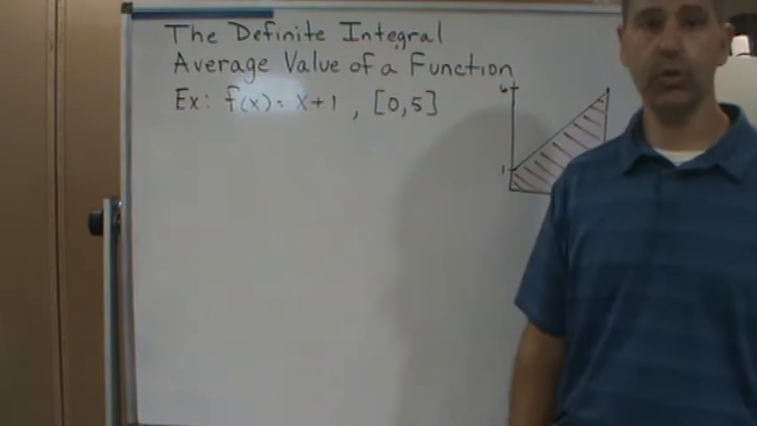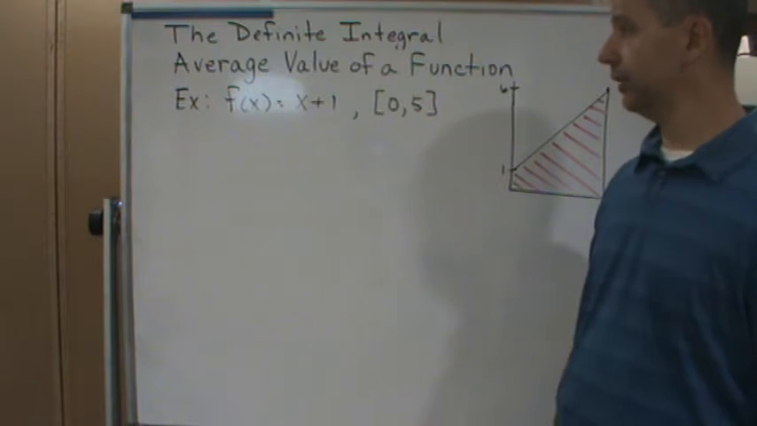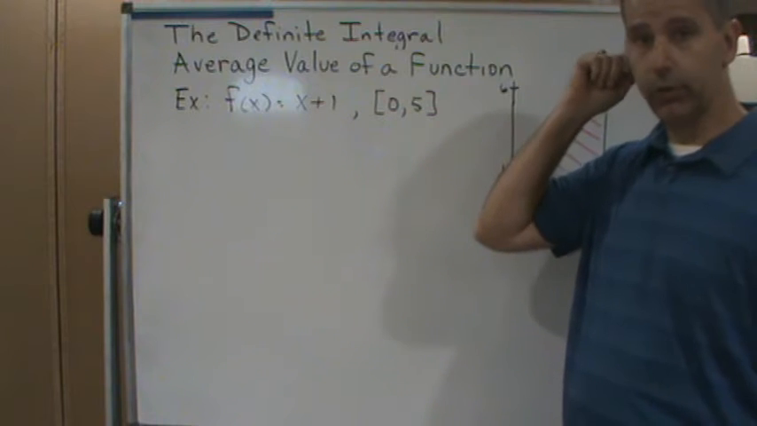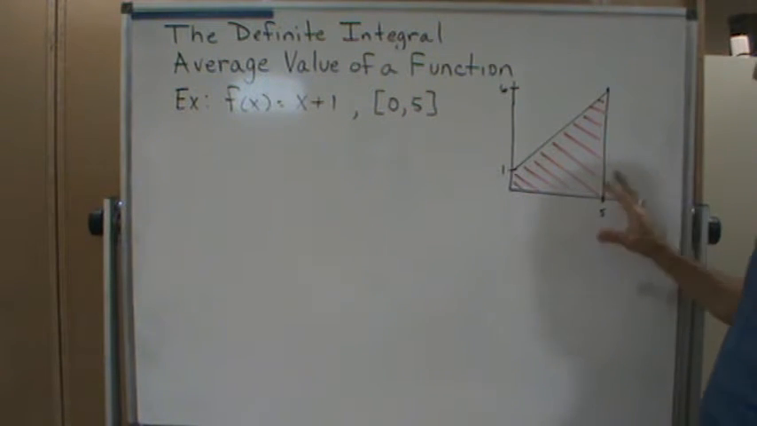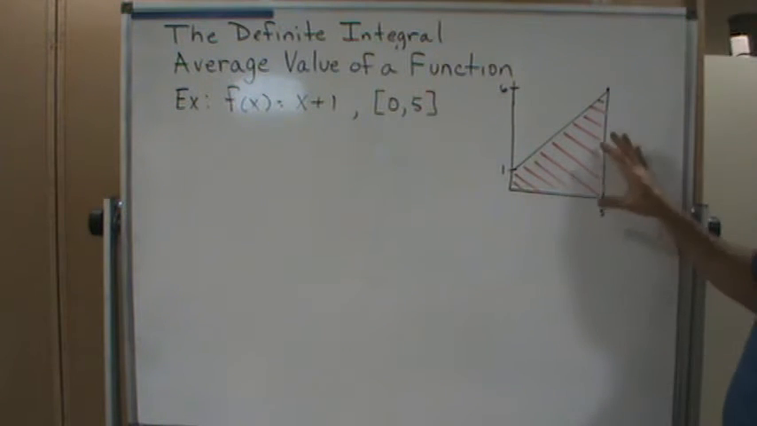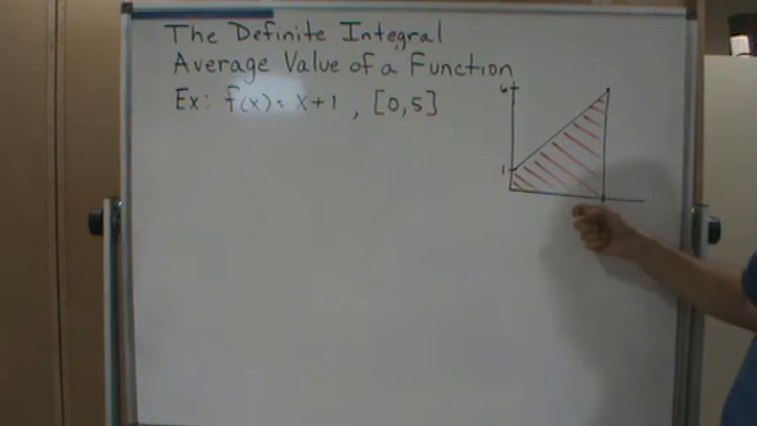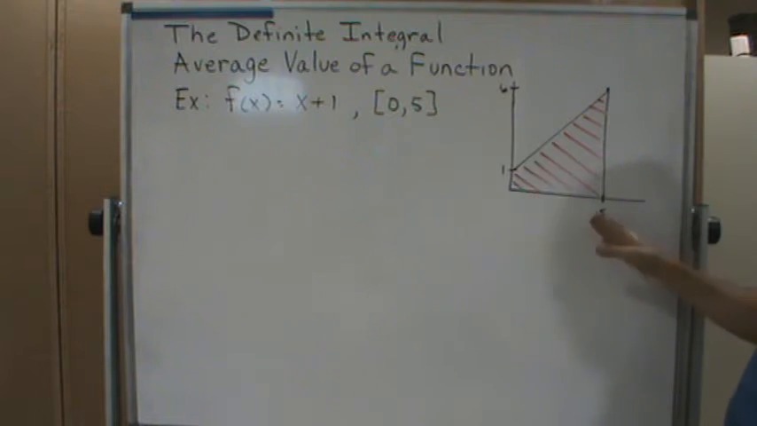Okay, so let's use the definition of the average value of a function to find the average value of this function over this interval. Now looking at the graph, we see that the area, because that's what we're going to have to use, is the area of the trapezoid. So we're going to use the formula for the area of a trapezoid to find the area under the curve x plus 1 from 0 to 5.